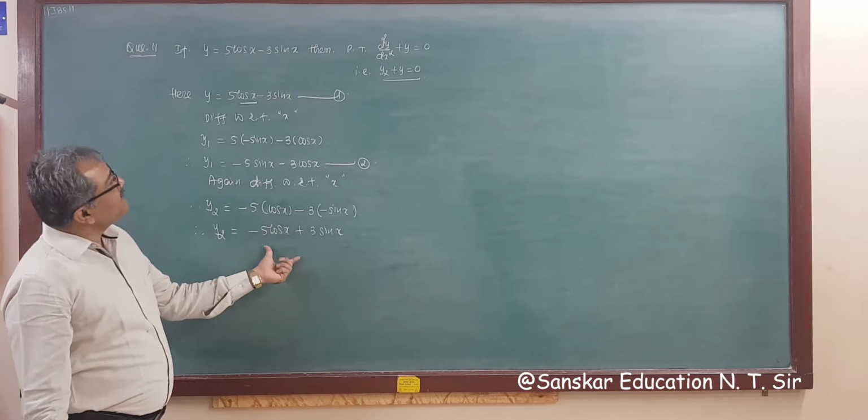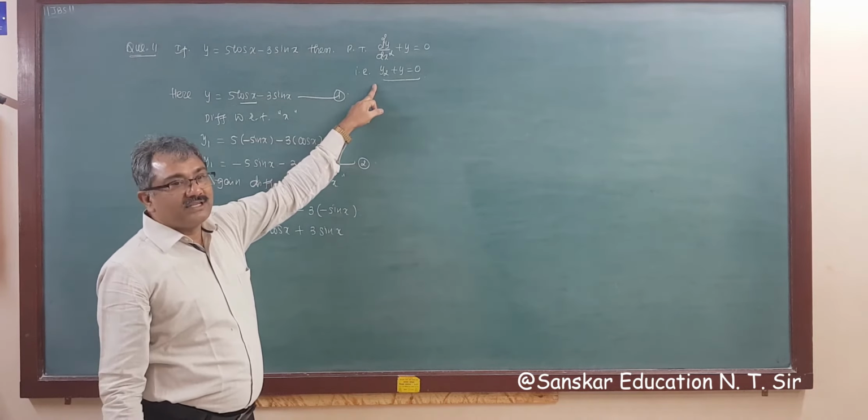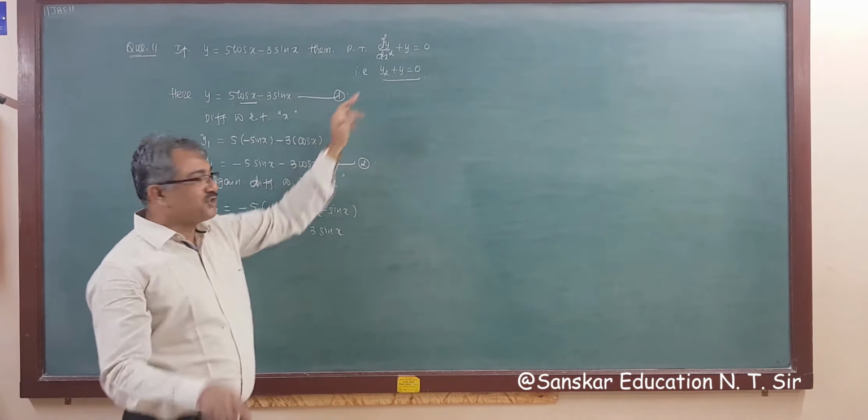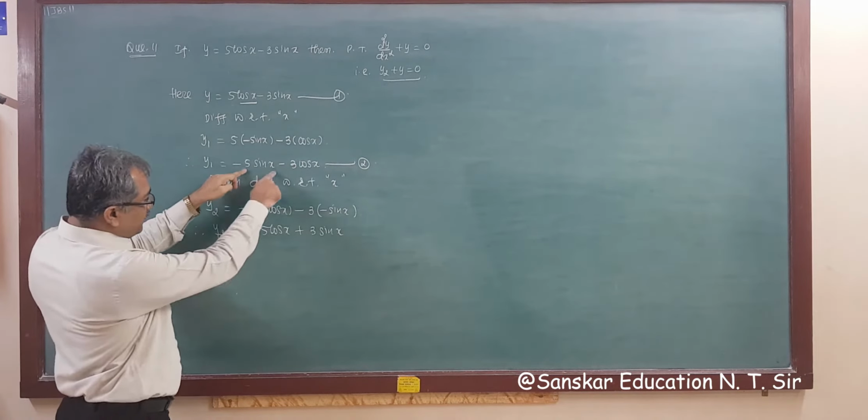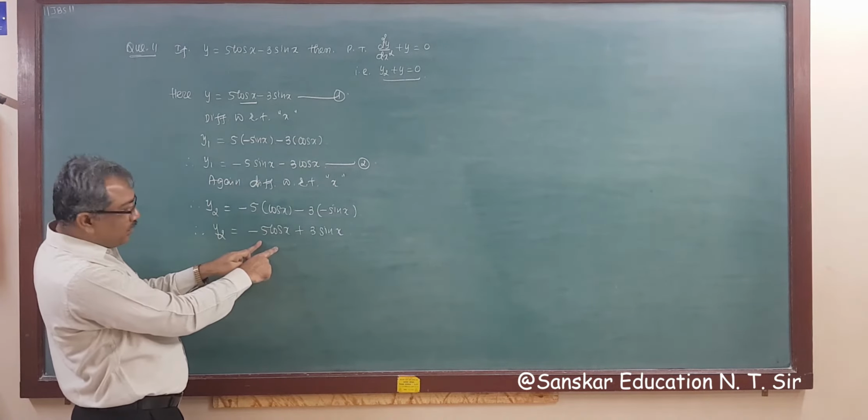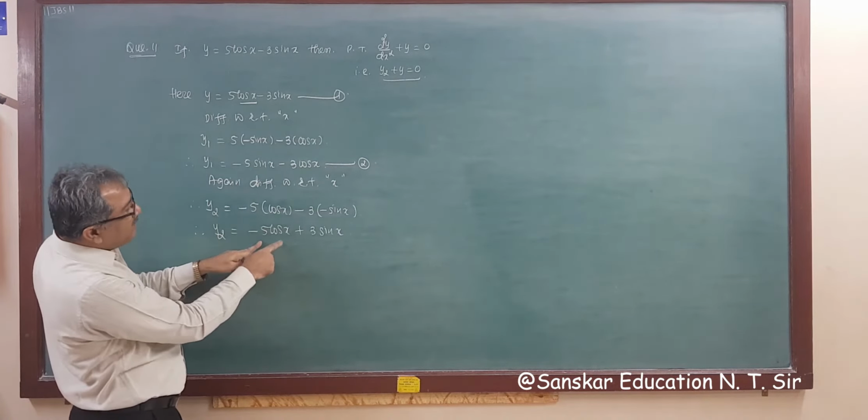Now see, this is your answer. Oh no, this is not your answer. So what to do? Check result number 2. Is result number 2 applicable here? No. Then go for result number 1. Is result number 1 applicable? Yes or no? Yeah, there is a problem of minus. So taking minus common and then applying result number 1, y2 is equal to minus 5 cos x minus 3 sin x.